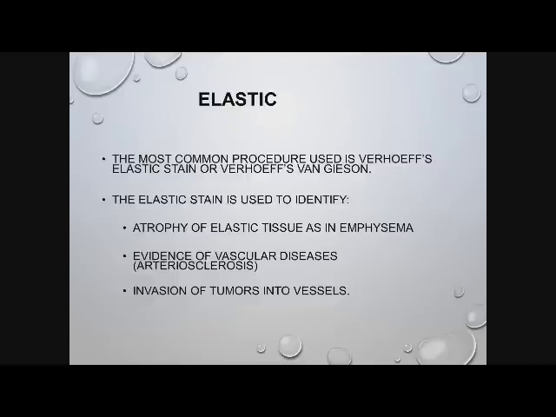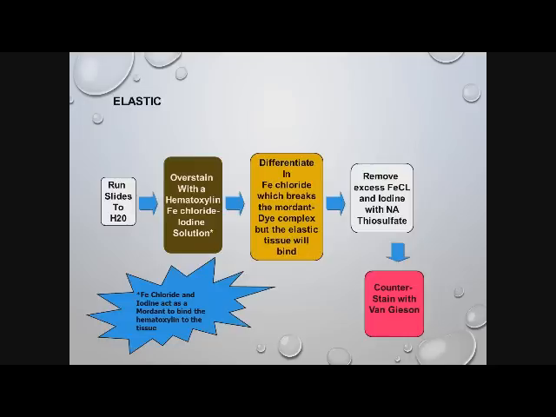Okay, so elastic. The most common procedure is Verhoeff's elastic stain or Verhoeff's Van Gieson. Now, elastic stain is used to identify atrophy of elastic tissue as in emphysema, evidence of the vascular diseases, and invasion of tumors into vessels. Here's a picture of how it works.